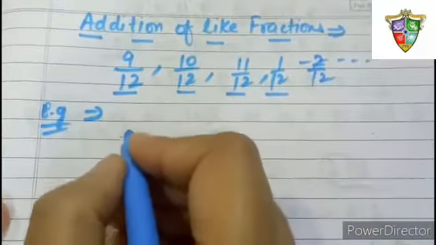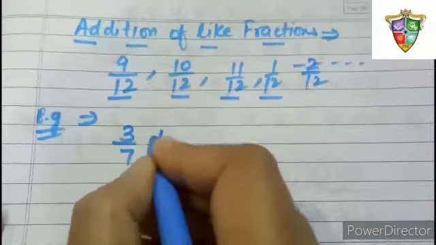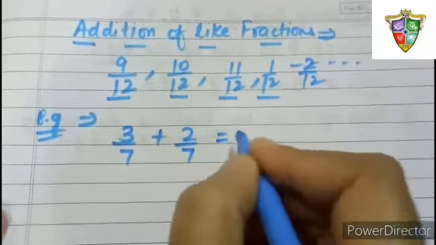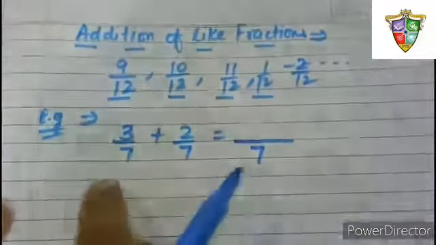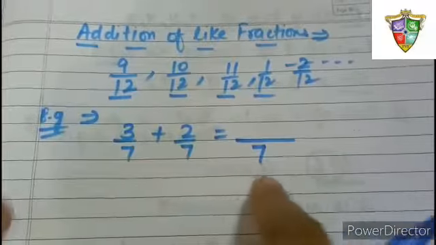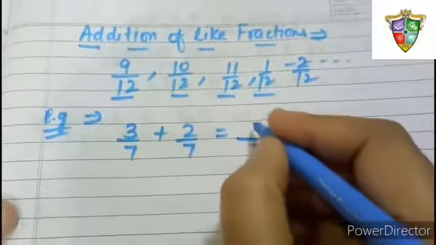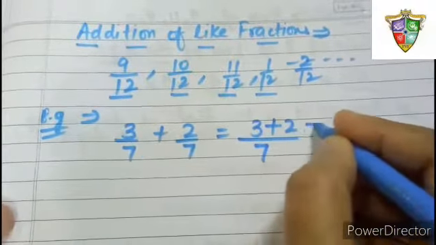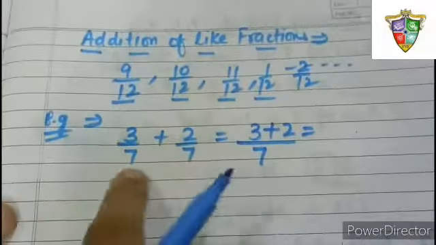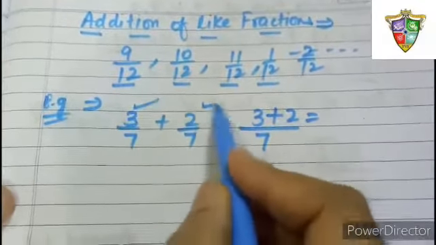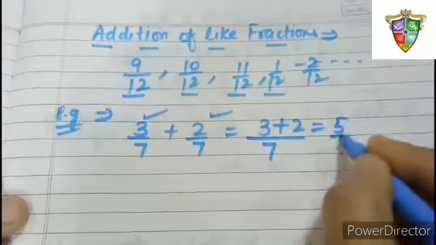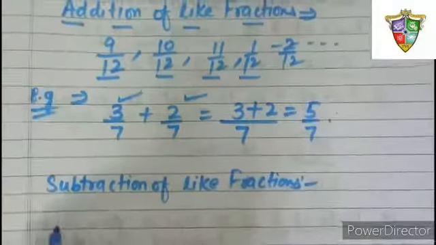So if you have been given two like fractions and you have to add them, you just simply have to take the denominator as 7, because if you see, the denominator is same. Now 3 plus 2. As you see the denominators are same, so we are going to add the numbers which are the numerators. 3 plus 2, which is 5 by 7.